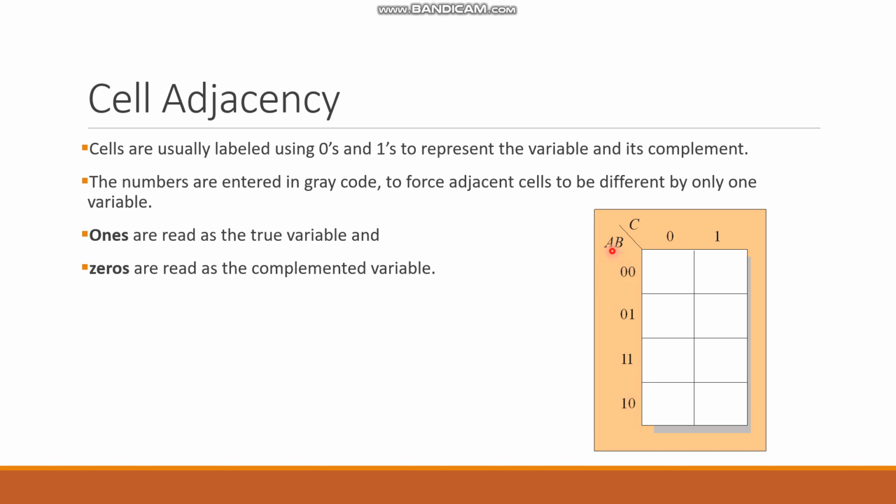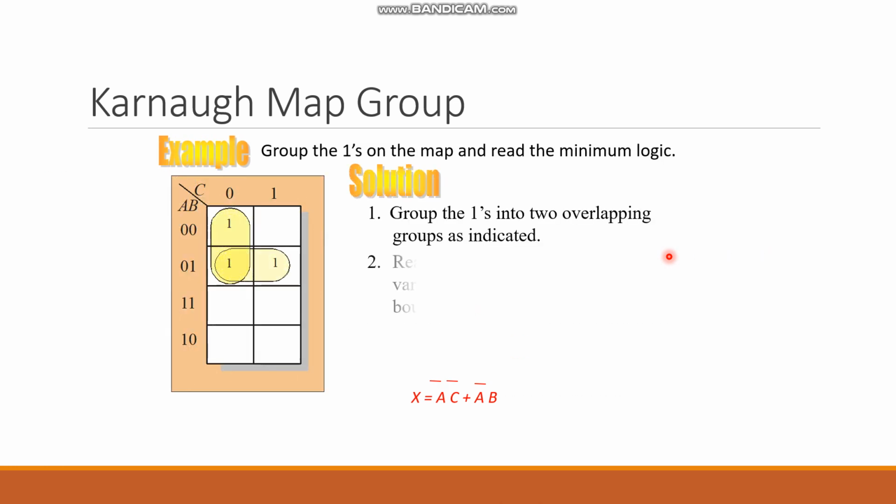So when we have a gray code, 0, 0, 0, 1, 1, 1, 1, 0, those belong to A and B, and these 0 and 1 belong to C. Ones are read as the true variable, and zeros are read as the complemented variable. That means the zeros are going to be read as the complemented corresponding variable. So this one is going to be A complement, and this one is going to be B complement. This one, A complement, B. A, B. A, B complement. C complement, C.